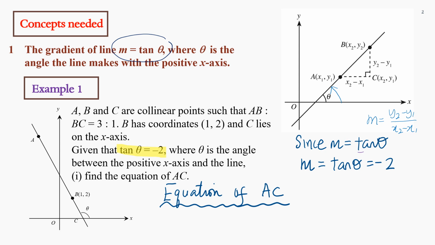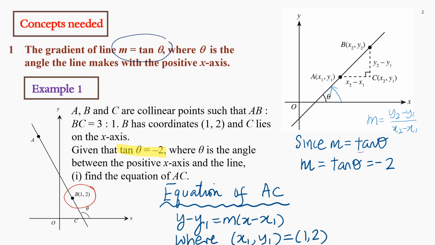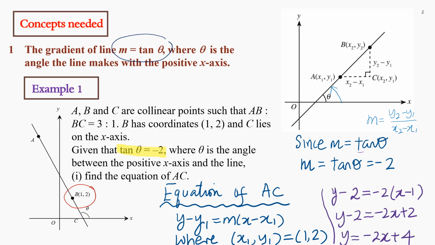And to find the equations of the line AC, we can just substitute the gradient equals to -2 and this point here into the equation y minus y1 equals to m bracket x minus x1, where x1, y1 is the point B. And from there, we can just find the equations of the line AC to be y equals to -2x plus 4. So this is just one example of how we can actually use this concept m equals to tangent theta.